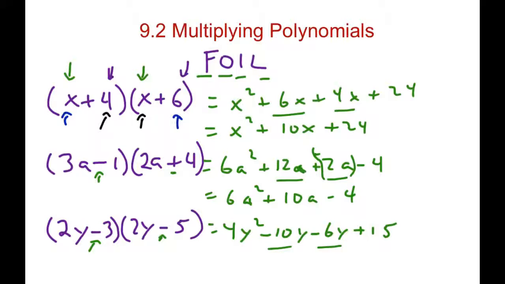Got some like terms in here, plus negative 10y, plus negative 6y. Sorry, I'm getting a little sloppy there. 4y squared. I have a negative 10y plus a negative 6y is negative 16y, so I could put plus negative 16y or minus 16y, and then plus 15. Alright, so that's FOIL. First, outside, inside, last.